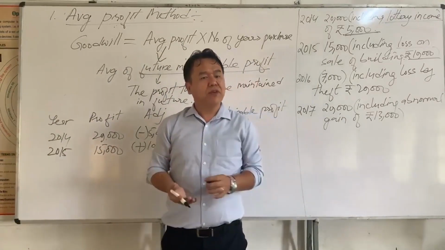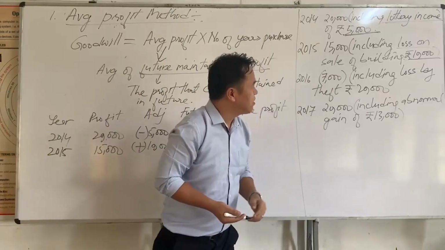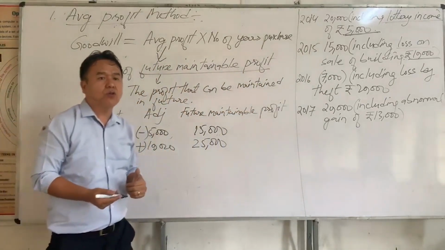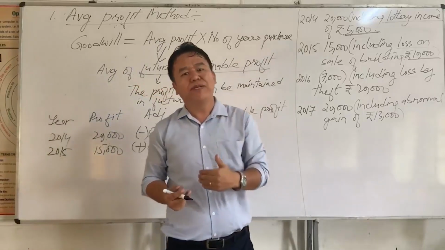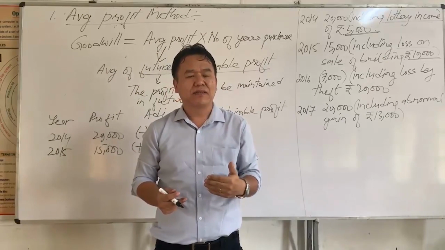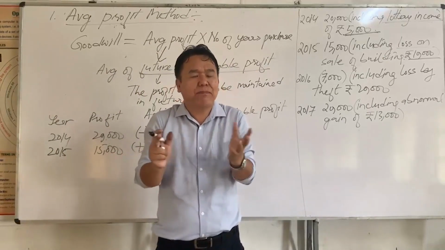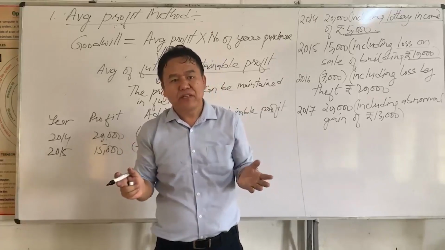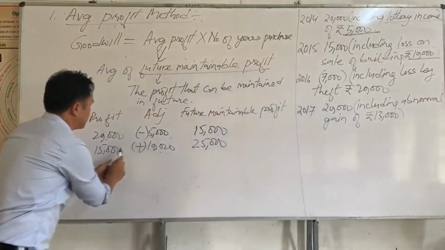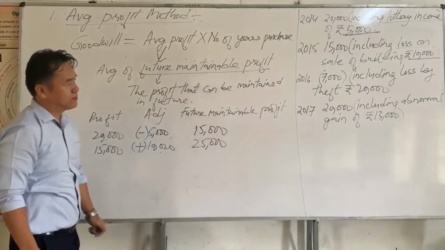Okay, now tell me why we have added back loss on sale of building of rupees 10,000 to the profit of rupees 15,000? Because loss on sale of building is non-recurring in nature. I mean, such expenses won't happen every year. Therefore, such loss should be added back to the profit of that year in order to get future maintainable profit.